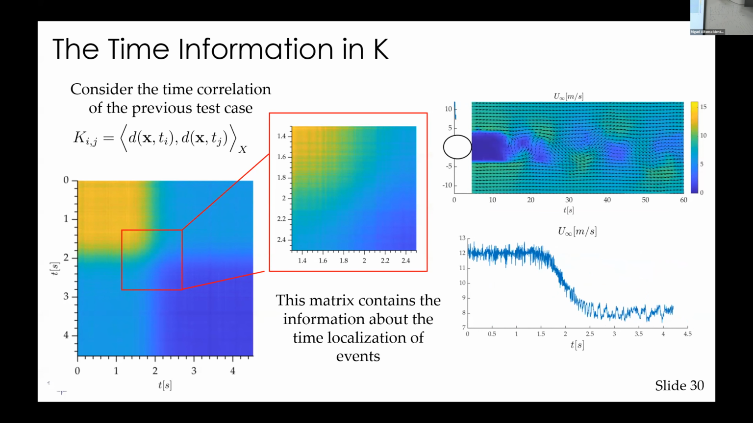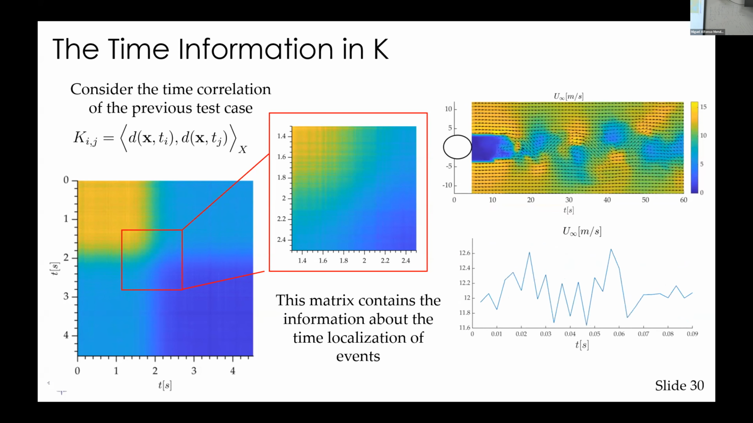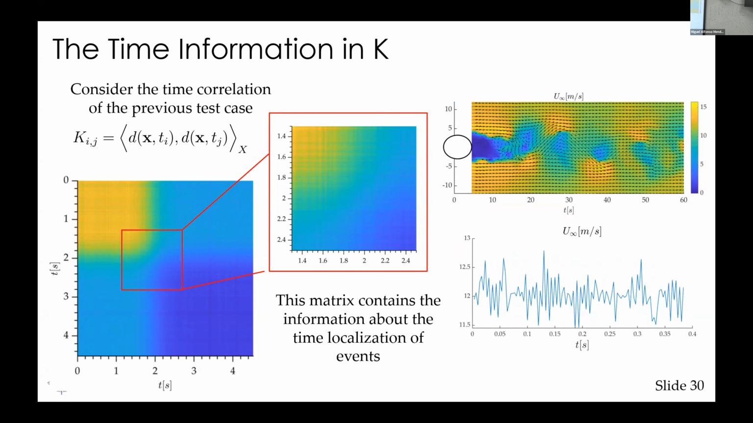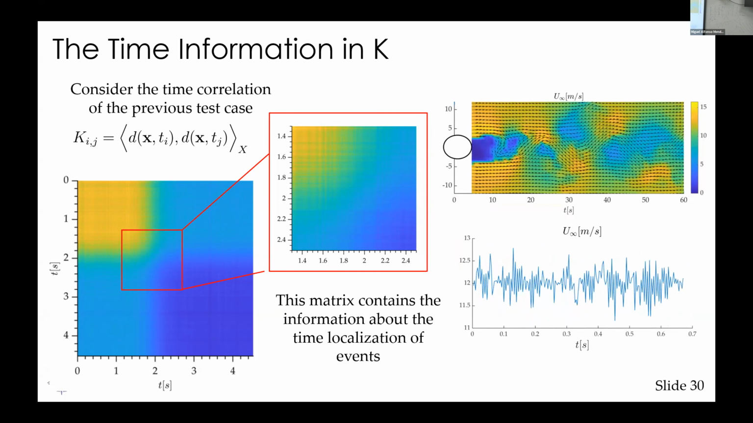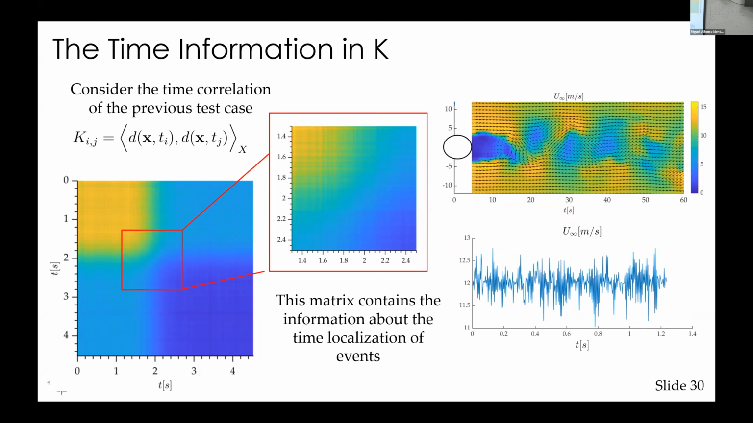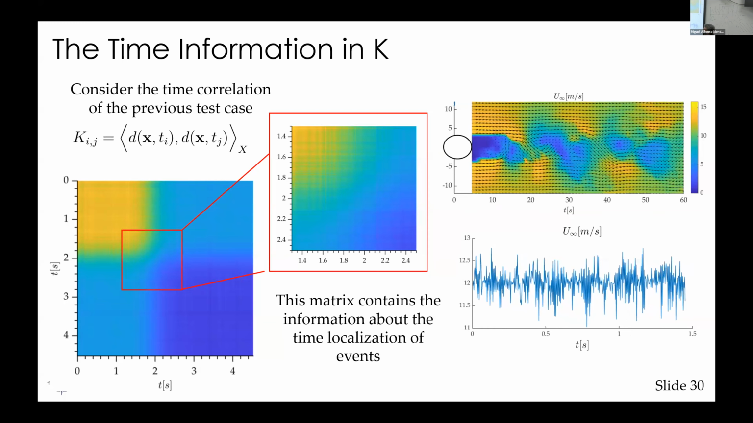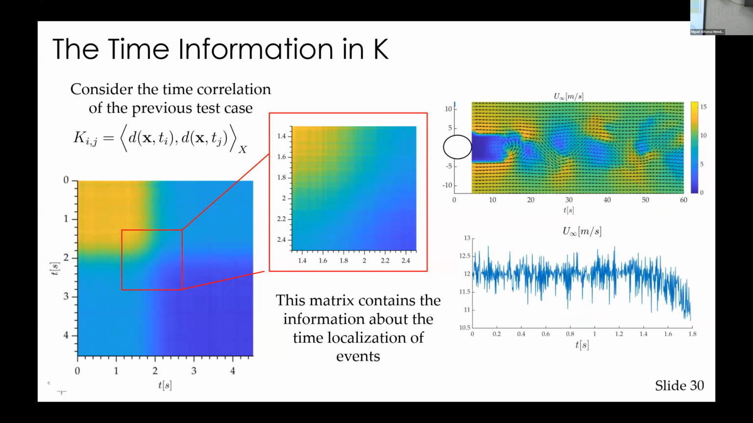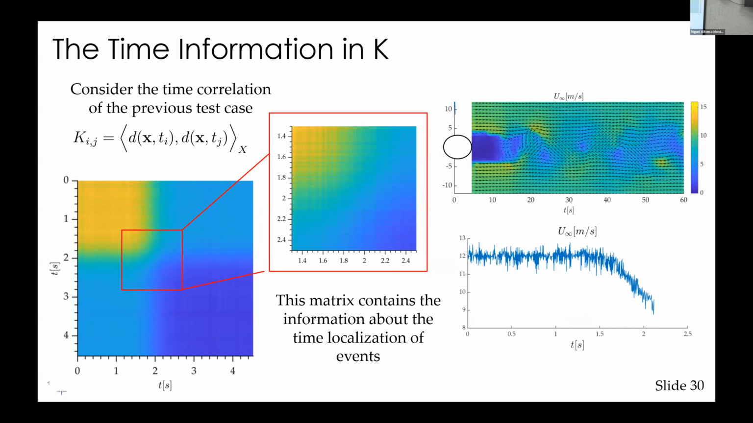So what you're seeing here is the contour plot of the temporal correlation matrix of the cylinder test case. You remember the cylinder test case, high velocity, then you decrease the velocity. Okay. If we plot the contour of K, you will see something like this. So here I'm putting the reminder. In the first approximately 2 seconds, this is yellow, so the velocity was higher.